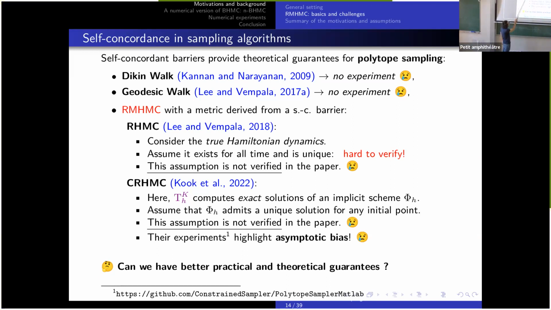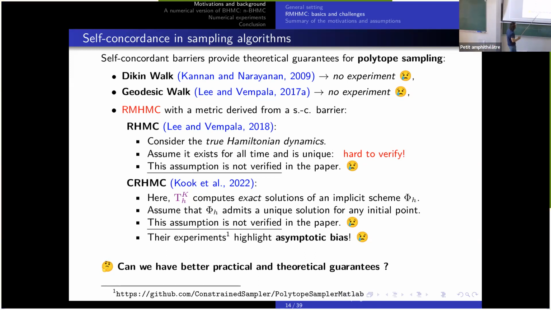Here it's more related to what we have suggested. In a paper by Lee and Vempala, they consider the Riemannian HMC algorithm, where you suppose that you can exactly compute the Hamiltonian dynamics associated with your metric, which I just gave you before. They don't consider any numerical scheme. Then a paper last year by Cook and co-authors considers the Girolami-Calderhead kind of algorithm for discretizing the randomized HMC, meaning that they consider a numerical scheme to discretize the Hamiltonian dynamics on your manifold, but they still implicitly assume that you have just one solution for the fixed point equation, which you use to discretize your nonlinear Hamiltonian dynamics.